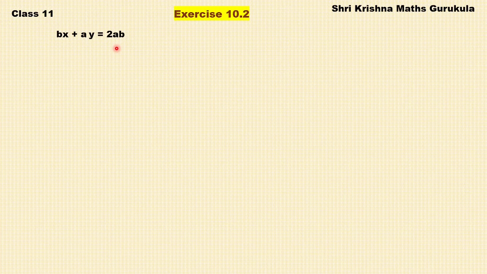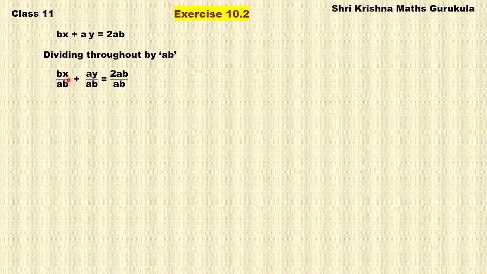Now if you look at the question, they had clearly asked us to find the equation of the line in the intercept form. So what shall we do? We'll divide the whole equation by ab. Then it is going to be bx by ab plus ay by ab is equal to 2ab by ab. Now in the first term b gets cancelled, in the second term a gets cancelled, and ab gets cancelled in the RHS term. So x by a plus y by b is equal to 2. This is the equation of the required line segment that we had to find.